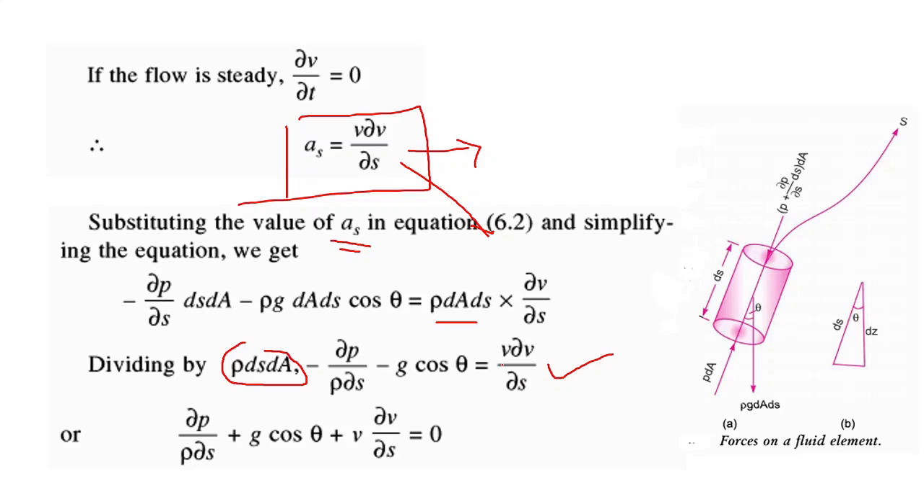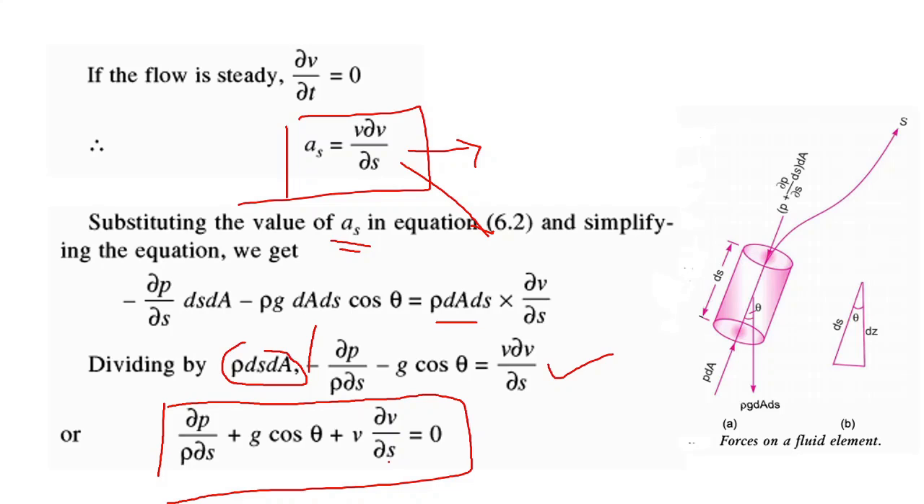Okay, so once we get this value, after rearranging we will get this value, that is dou p by rho into dou s plus g cos theta plus v into dv by ds is equal to 0. Okay, just don't listen, try to note down, you will get connection with the steps. When you connect the steps, you will get to know the essence of what the formula is.